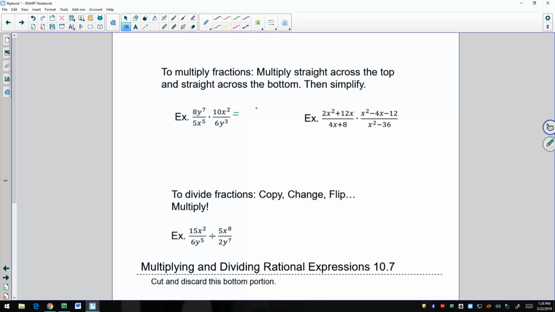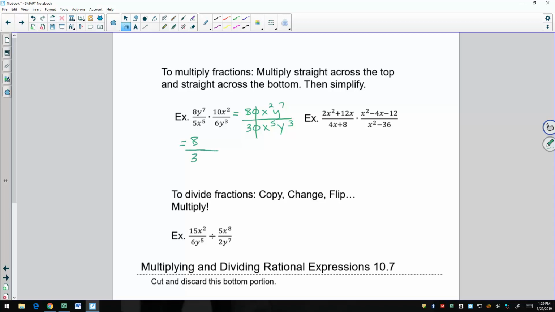So first I will just multiply straight across. So 8 times 10 is 80. There is no other x, so that's x squared, and there is no other y, so that's y to the 7th. On the bottom, 5 times 6 is 30. There is no other x, and there is no other y. Now we can reduce 80 over 30 with powers or multiples of 10. Remember, the zeros just cross off, so you're left with 8/3.